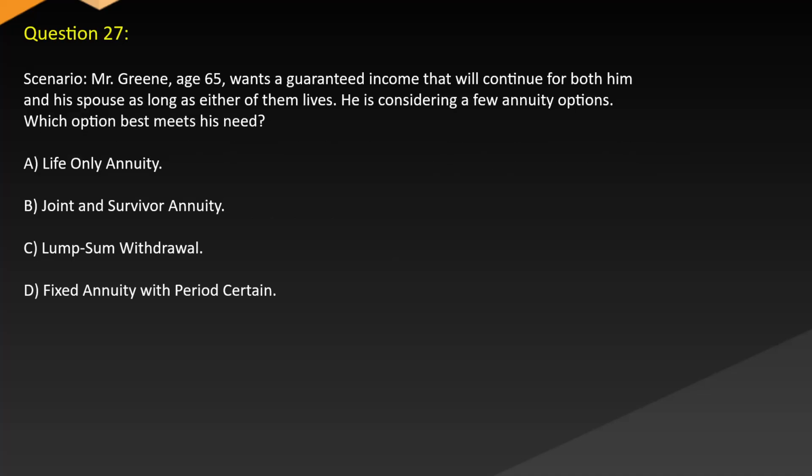Question 27. Scenario. Mr. Green, age 65, wants a guaranteed income that will continue for both him and his spouse as long as either of them lives. He is considering a few annuity options. Which option best meets his need? A. Life-only annuity. B. Joint and survivor annuity. C. Lump sum withdrawal. D. Fixed annuity with period certain.